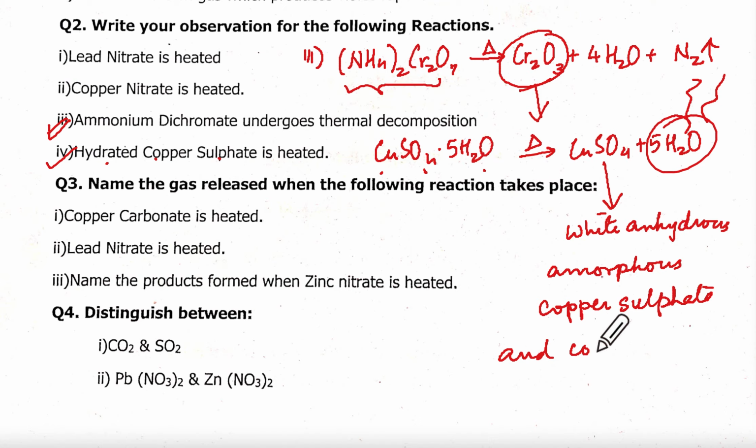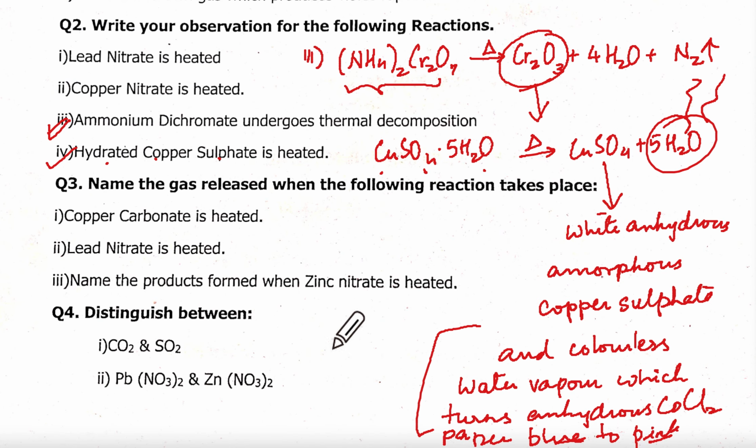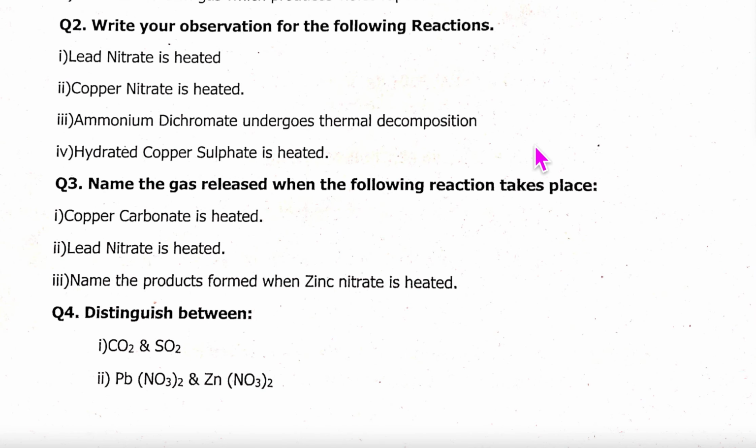And what is this? Colorless. What is it when I heat? Water vapor. What is the test for that? Which turns anhydrous cobalt chloride paper pink. No, blue to pink. Okay, did you see that? You would have missed out on this, no? Now be careful, okay? Yes, ma'am.